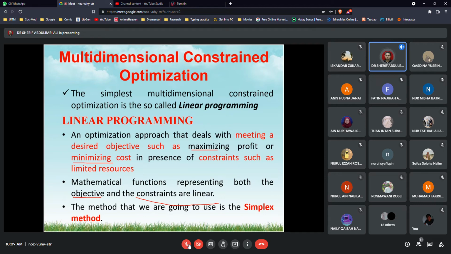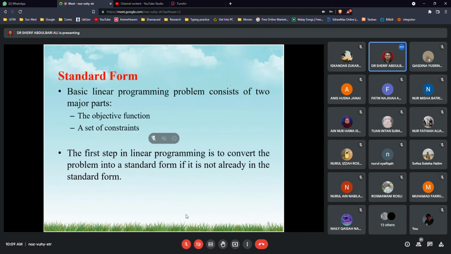The name of the method we are going to use to solve the linear programming or constraint optimization is the simplex method. This is the only method that we are going to use in this chapter to solve constraint optimization. Okay, so the standard form of a linear programming problem, the basic linear programming problem, consists of two major parts: the objective function and the set of constraints.